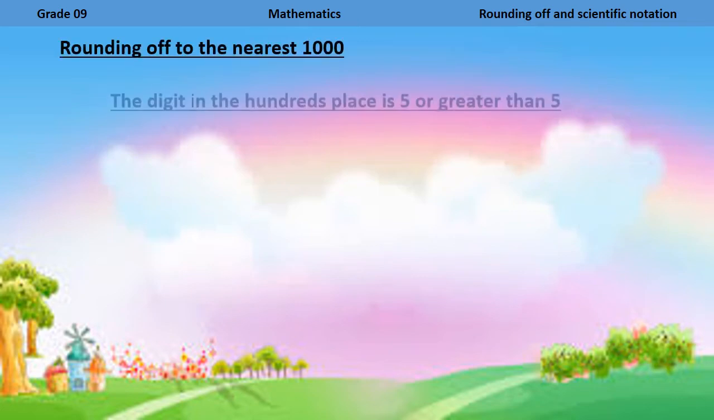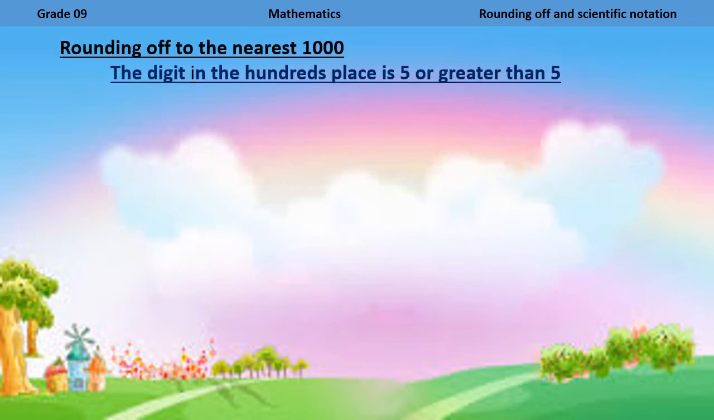Let's see what happens if the digit in the hundreds place is 5 or greater than 5. 6,870. Here 8 is the digit in the hundreds place. So this number is in between 6,000 and 7,000. Mid value is 6,500. So you can see this number is closer to 7,000. Then when we round off 6,870 to the nearest thousand, the answer is 7,000.